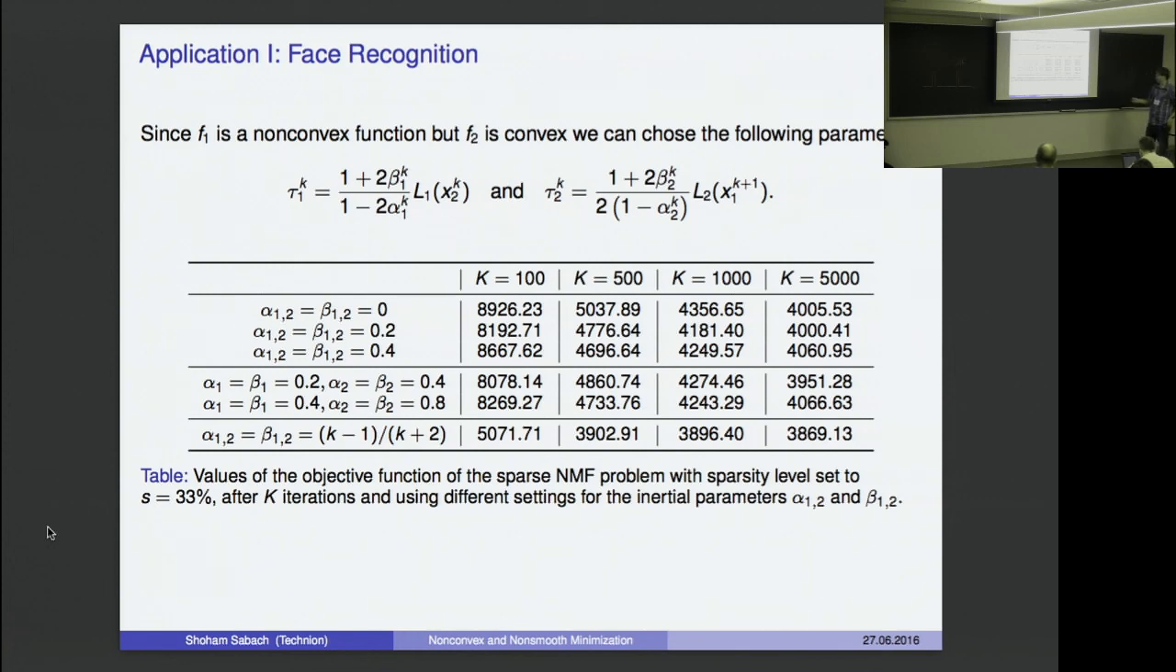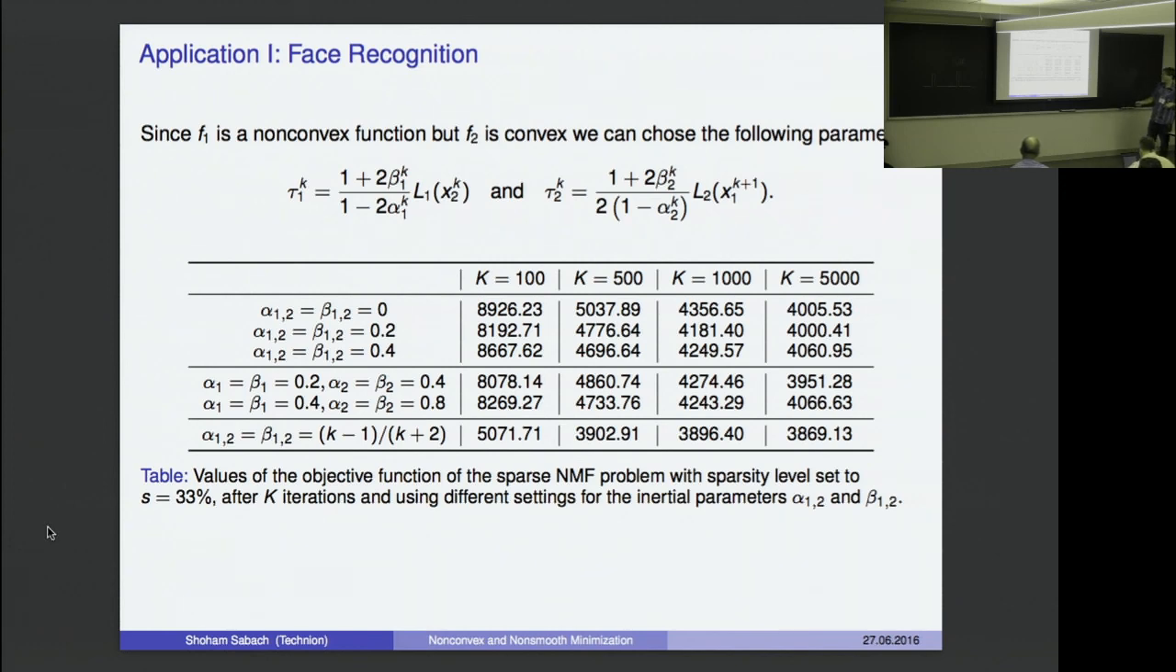The last option shows the best performance, if you choose the parameters alpha and beta to be dynamic, which is completely acceptable in the algorithm. But unfortunately, to get this result, which looks very impressive, we didn't choose the tau according to this formula, because if these parameters go to 1, you get a very large tau, which means a very, very small step size.